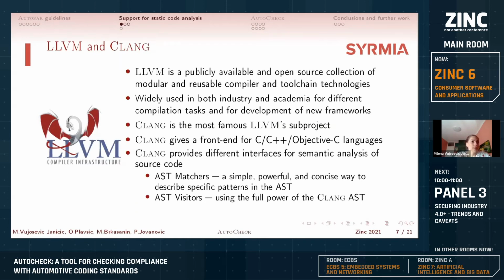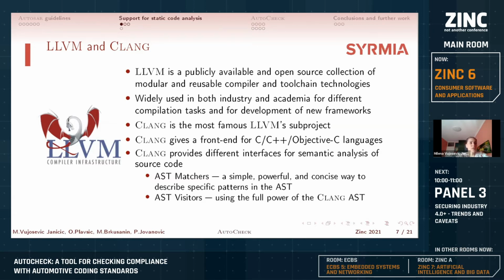And as a starting point, as you can see on the next slide, we chose to use LLVM infrastructure and its most famous subproject named Clang. LLVM is a publicly available and open source collection of modular and reusable compiler and tool chain technologies, while Clang gives a front end for C-like languages. Clang also provides different interfaces for semantic analysis.